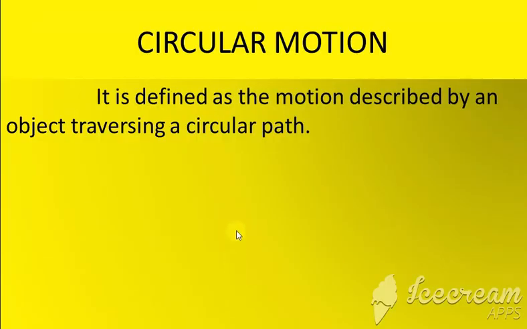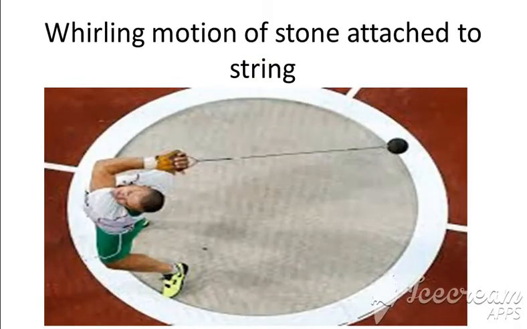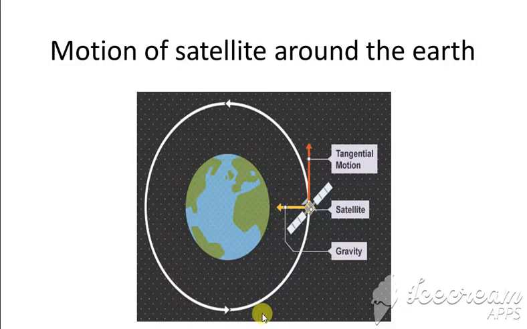It is defined as a motion described by the object traversing a circular path. So if an object is moving in a circular path, that is said to be circular motion. The examples are whirling motion of a stone which is attached to a string. So see here, this stone is moving in the circular path. Next is the motion of a satellite around the earth. So this satellite is moving around the earth in a circular path.